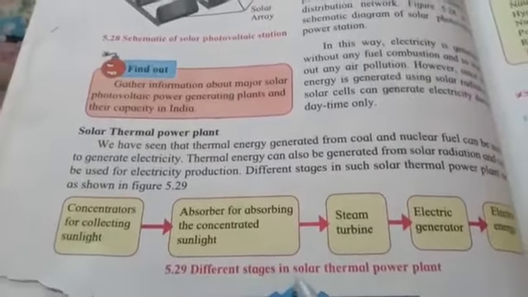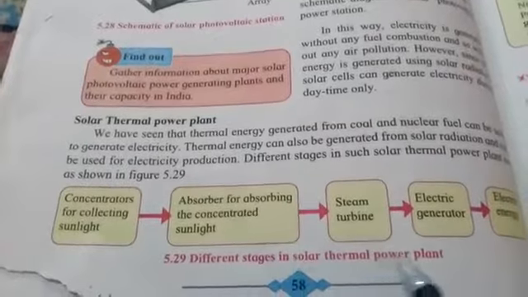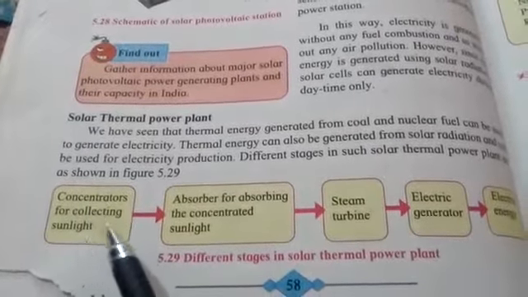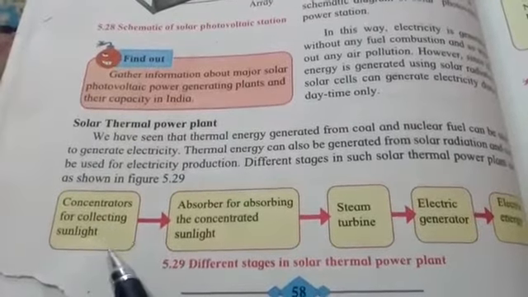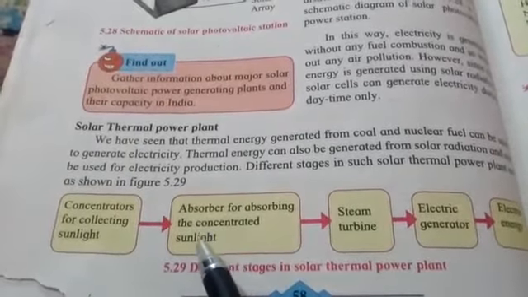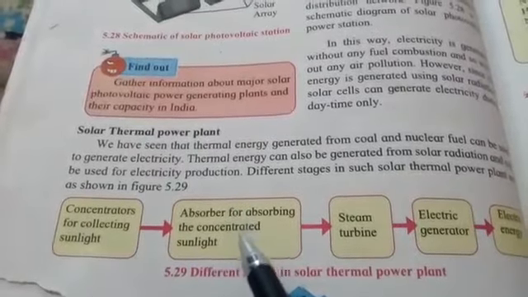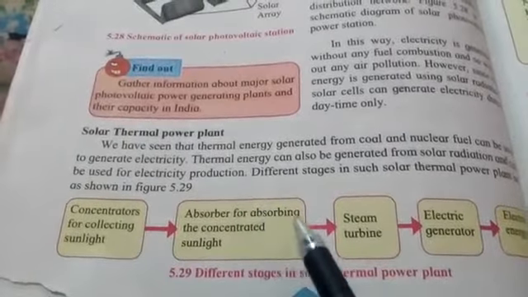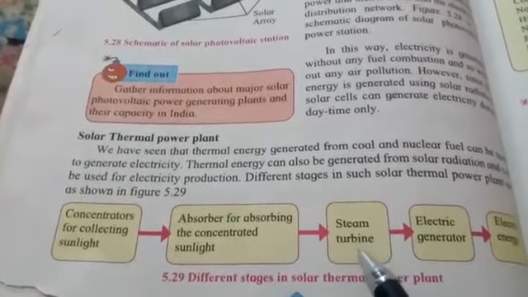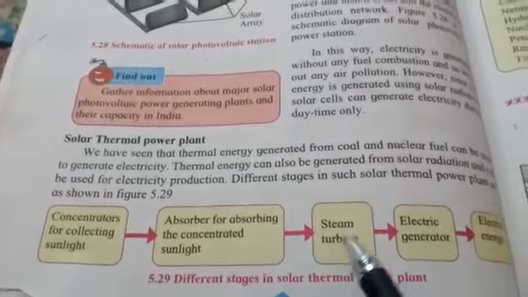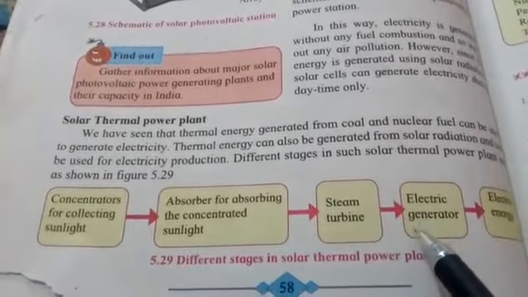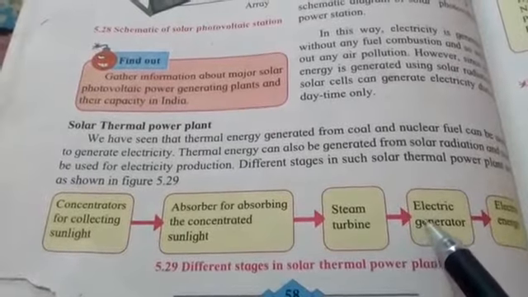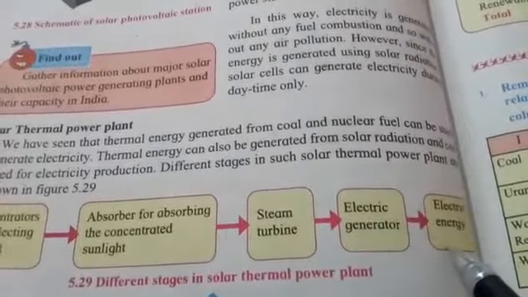Here different stages are given which belong to the solar thermal power plant. First are concentrators for collecting the sunlight. Concentrators are the materials which collect the maximum amount of sunlight, and then the absorber absorbs the concentrated sunlight and starts heating the water. From that water, steam is created. That steam drives the turbine, and because of that the turbine starts moving. The generator is connected to the turbine, so that the kinetic energy of the steam is converted into electrical energy, and this is how electricity is produced in a solar thermal power plant.